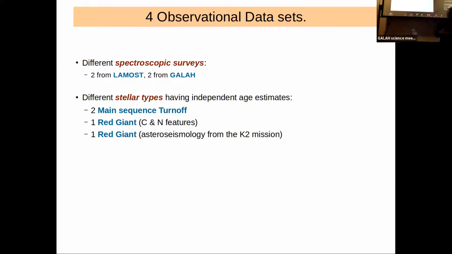Now, it happens many times that you get some result with one survey, and then you try to do that with a different survey and you don't get the same answer. Or you use one kind of tracer to measure ages, and you measure ages with something else, with a different tracer, and again you don't get the same answer. So we used two different surveys here, LAMOST and GALAH. We use main sequence turn-off stars, and also red giants, employing carbon and nitrogen abundances for measuring ages, and also asteroseismology from the K2 mission to get the ages.